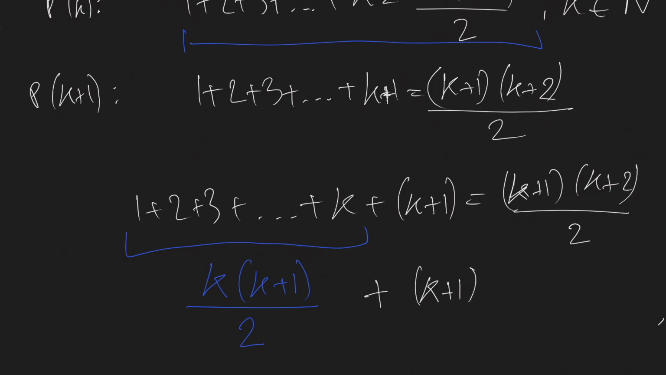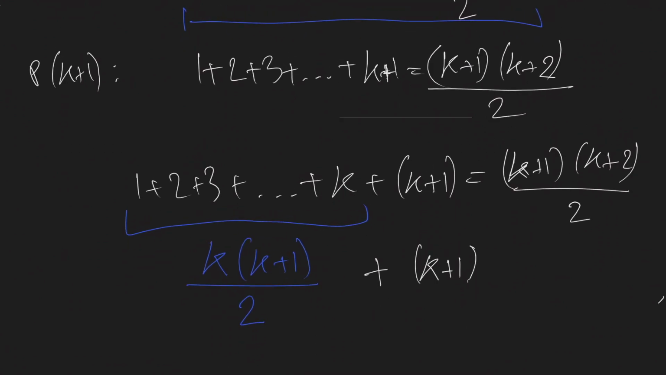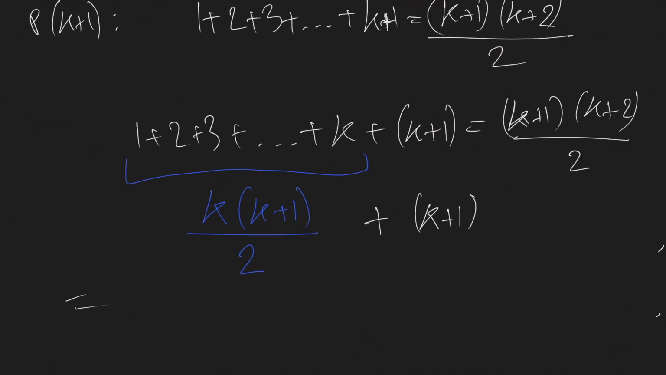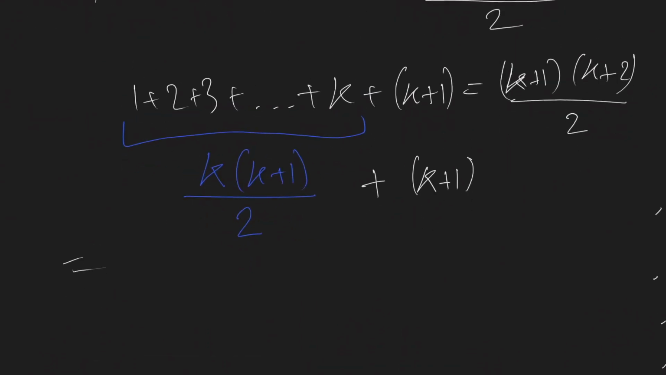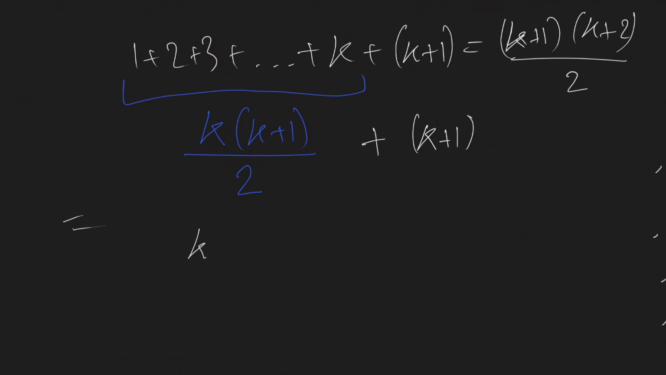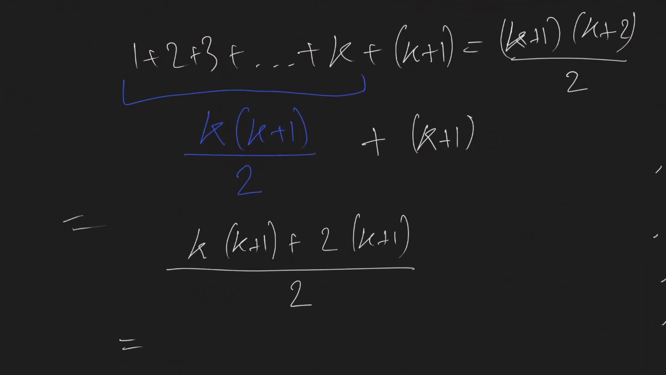And now I can simplify this and let's see what we get. So let's see whether this is equal to k plus 1 times k plus 2 over 2. Now simplifying this is fairly straightforward. All you have to do is cross multiply. So I'm just going to do that pretty quickly. K plus 1 over 2. Simplify this further by writing this as k times k plus 1.